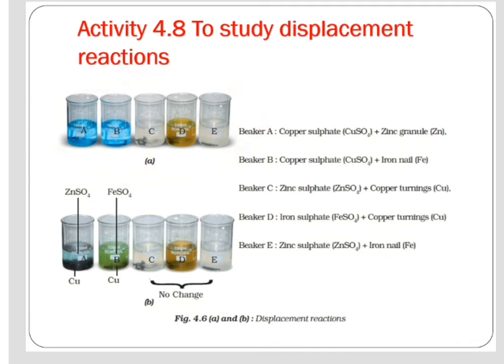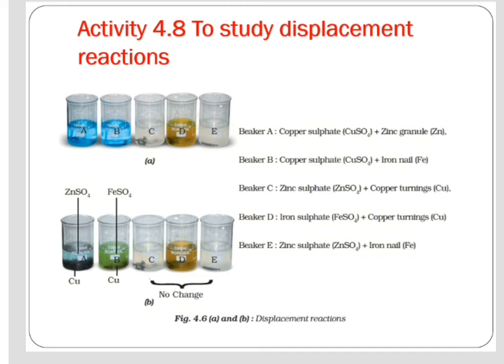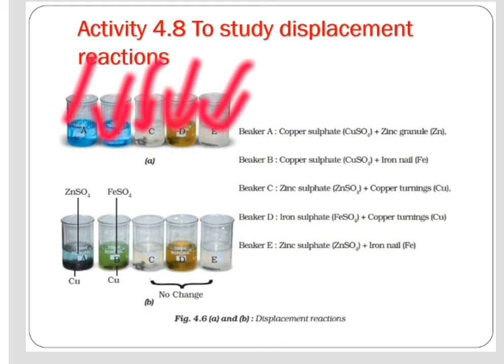In beakers A and B, dissolve a spoon of copper sulfate, and in beakers C and E, dissolve zinc sulfate, and in beaker D, dissolve iron sulfate. Put zinc granules in beaker A and put an iron nail in beaker B. Put copper turnings in beakers C and D, and put an iron nail in beaker E. Observe the change in the different beakers. Okay.